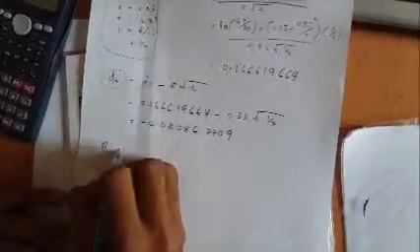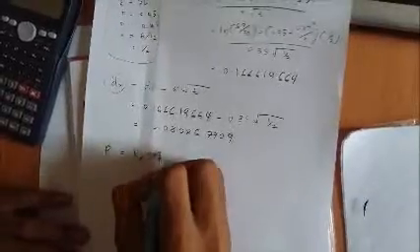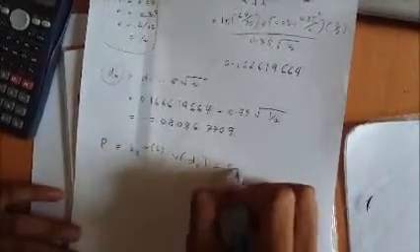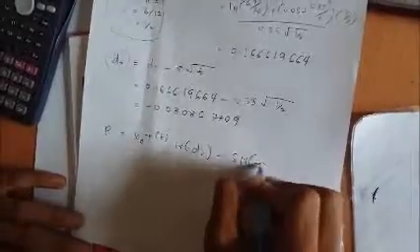After that, when we have the values for D1 and D2, we can find the put value. The put value formula is P equal to K e to the power of negative rT times N(negative D2), minus S times N(negative D1).